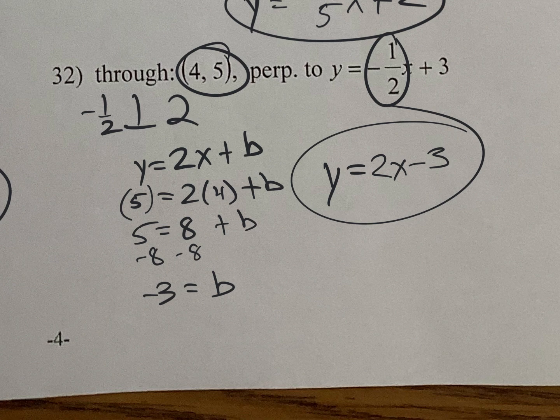All right, so those are your examples of how to write equations of lines from graphs, from 2 points, from given the slope and the intercept, all the way to parallel and perpendicular lines.